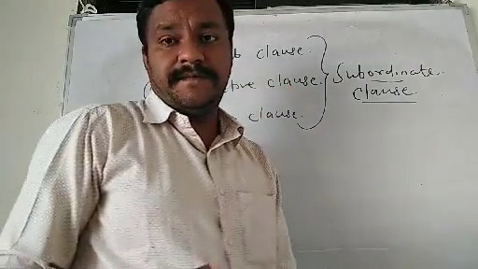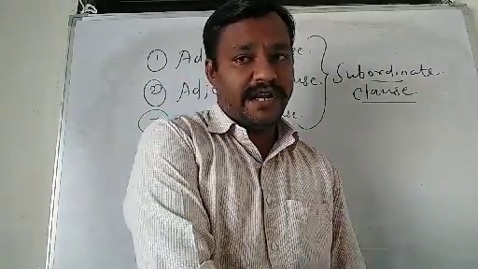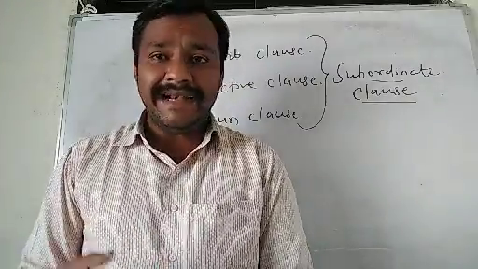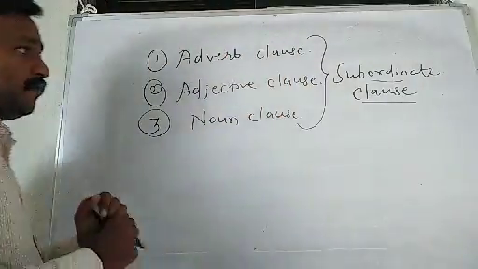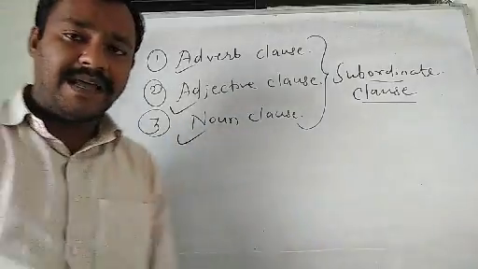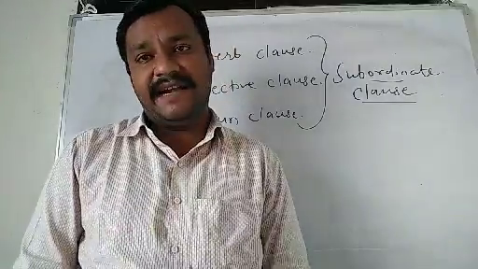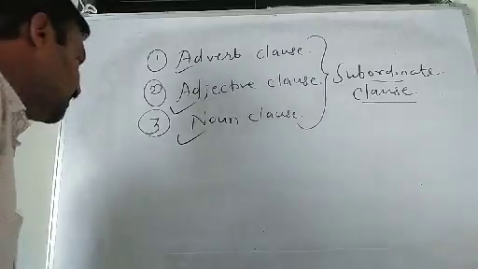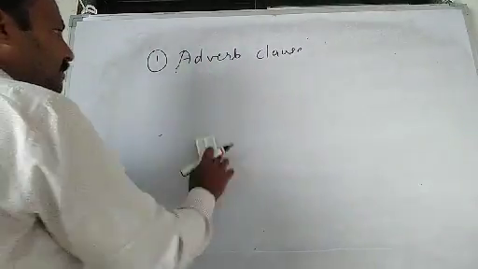So in your exams there may be questions related to separating main clause and subordinate clause. After that there may be questions related to identifying the type of subordinate clause. So these are the three types of subordinate clause: adverb clause, adjective clause, noun clause. Now we will discuss them in detail. We will study how to identify adverb clause, adjective clause and noun clause. Let's start. First we will discuss adverb clause.